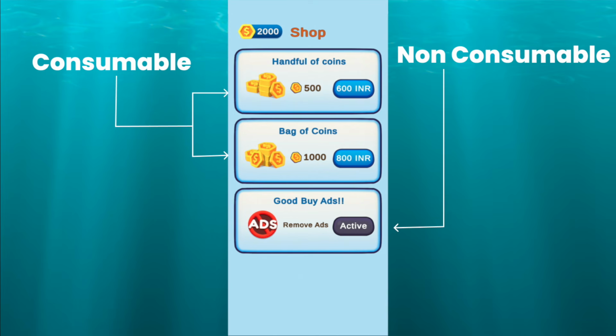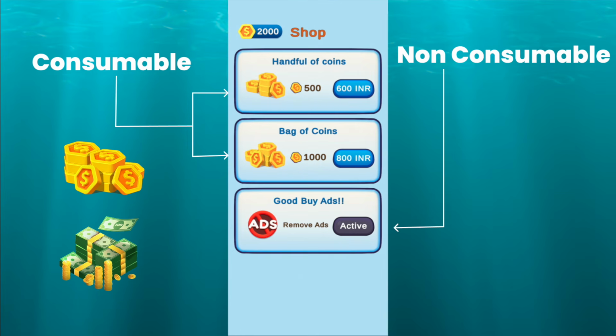In this video, we will cover both consumable and non-consumable IAP types. Consumable items are things like coins, diamonds, or money that players can purchase multiple times. Non-consumable items, on the other hand, are things like removing ads, which can be purchased only once.